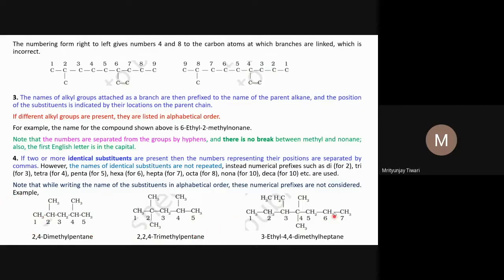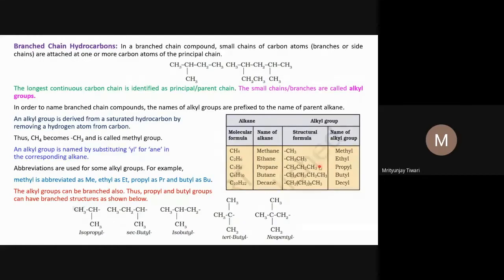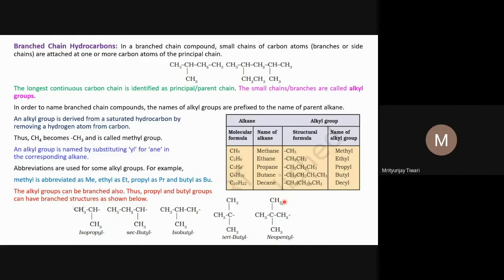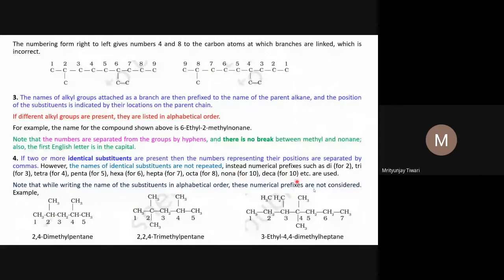Now, the names of identical substituents are not repeated. Instead, numerical prefixes such as di for 2, tri for 3, tetra for 4, penta for 5, hexa for 6, hepta for 7 are used, the same thing that we have seen here in this table: hexa, hepta, octa, nona, deca, icosa, and so on. Another important point to be noted is that while writing the names of substituents in alphabetical order, these numerical prefixes are not considered.